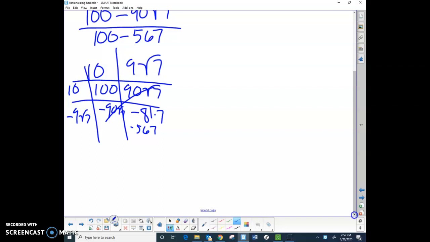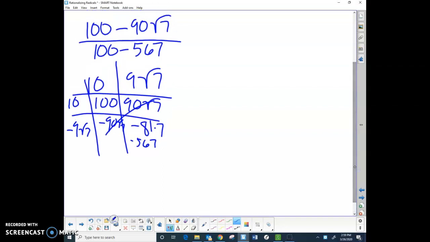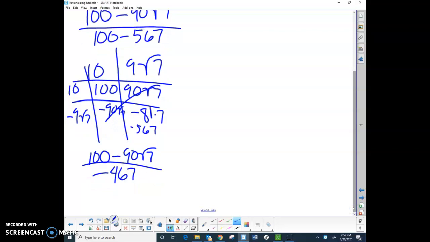So I've got 100 minus 90 times the square root of 7. And on the bottom, I have minus 467. I don't like that minus on the bottom. So I'm going to get rid of that. This is just like pulling a negative 1 out. Remember, I have to pull a negative 1 out of everything. So I'm just changing the signs for everything.